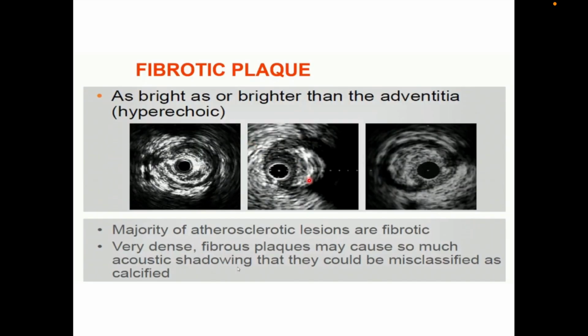Now, if the brightness is almost the same as adventitia, or even brighter, this could be fibrotic plaque, and fibrotic plaques usually do not have a dropout zone behind them. Two things that appear as bright as the adventitia or even brighter are either calcification or fibrosis. In calcification you have a dropout area behind the calcium where it's not really visible, but with fibrotic plaque usually you can see the vessel structure behind it, though at times even the fibrotic band is so bright that you may get a dropout zone behind it.